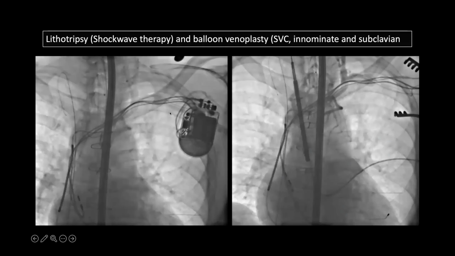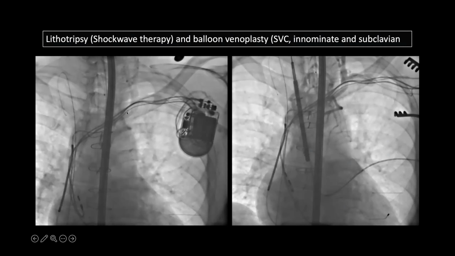And interestingly, we decided to use lithotripsy or shockwave therapy. This is something that I think is being used recently. Now, it hasn't been described too much, so it's a potential area of research. Of course, the patient has a total CTO occlusion, basically from everywhere.